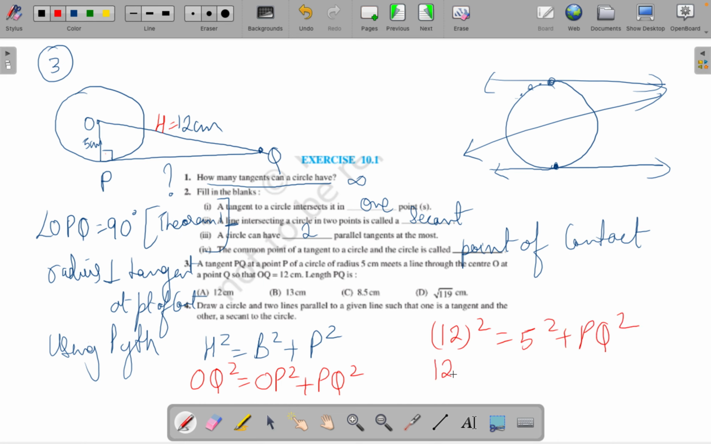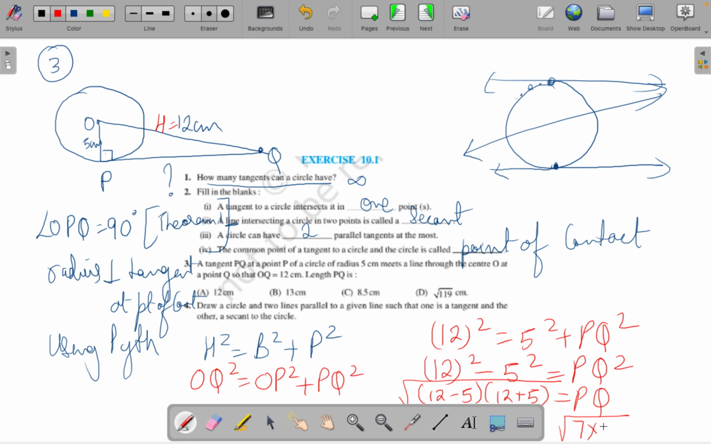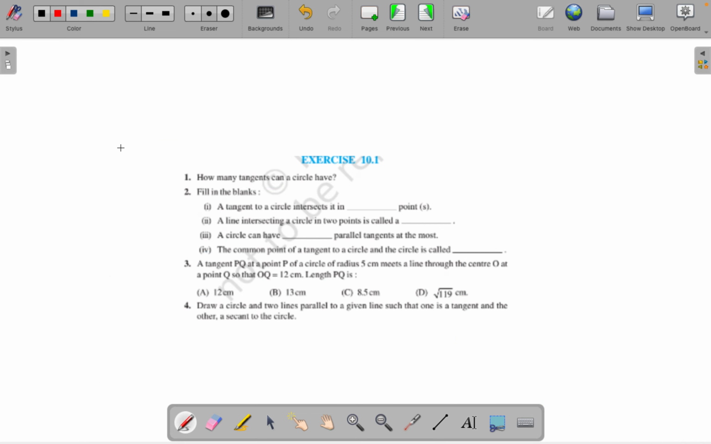Again, a little time saving technique: A square minus B square. चेक करो चिल्ड्रन, इसमें आइडेंटिटी लग सकती है. 12 minus 5 into 12 plus 5 under root, right? So it is under root of 12 में से 5 आप subtract कर दो, तो 7 आ जाएगा into 17, so root 119 equals PQ. So you can see, and obviously unit, so you will get your answer as D, under root of 119 centimeter. Let's have a look at question number 4.